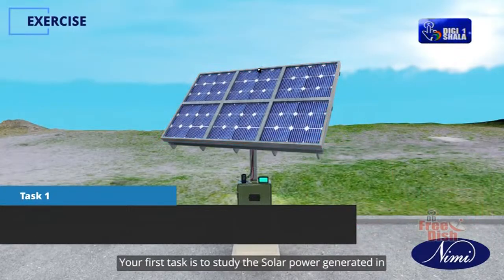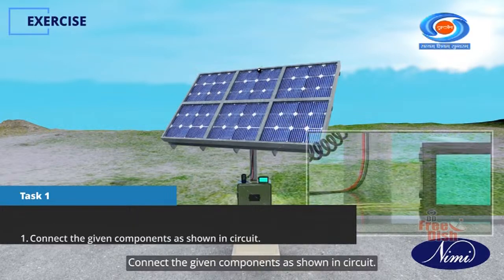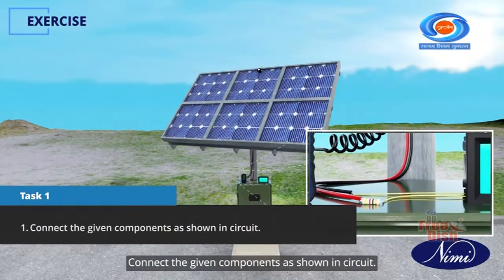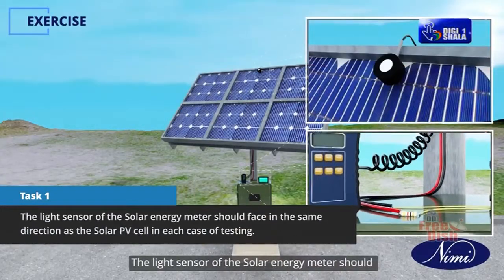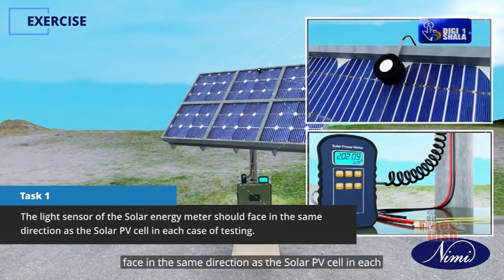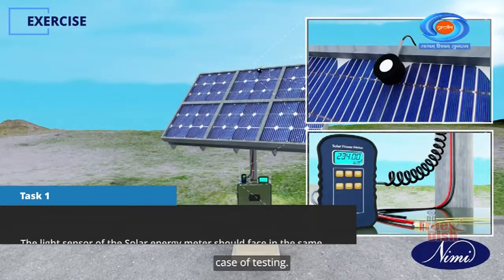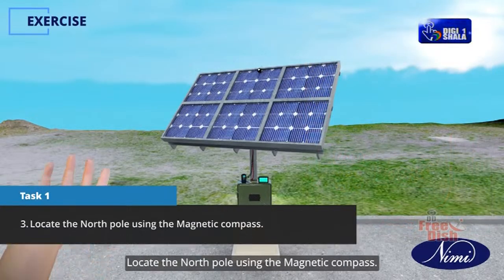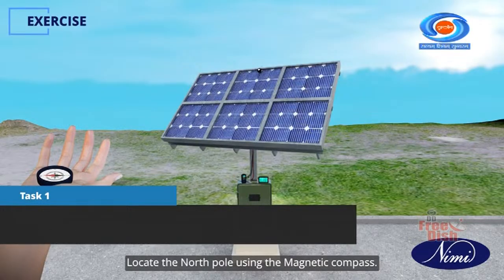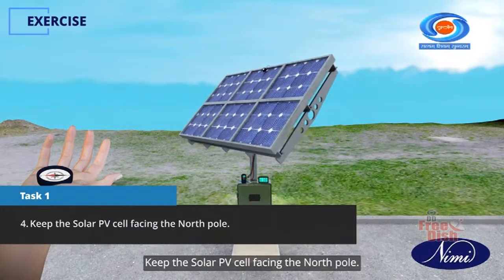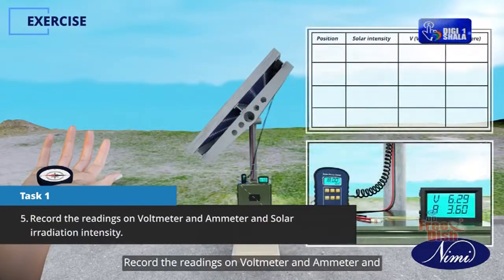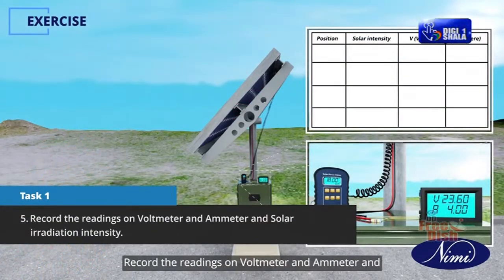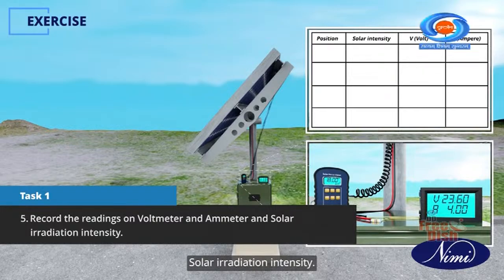Your first task is to study the solar power generated in different directions. Connect the given components as shown in circuit. The light sensor of the solar energy meter should face in the same direction as the solar PV cell in each case of testing. Place the solar PV cell in sunlight. Locate the north pole using the magnetic compass. Keep the solar PV cell facing the north pole. Record the readings on voltmeter and ammeter and solar irradiation intensity.